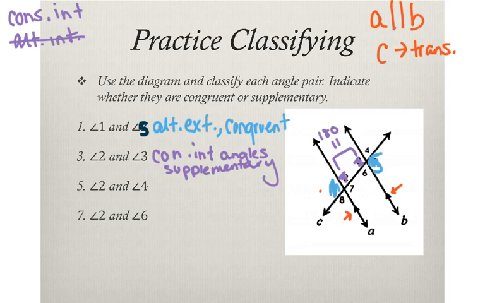Now I have to do angle 2 and angle 4. So this one was angle 2 and then this one's angle 4. So outside or inside? Well, one's inside, one's outside. And then they're in the same position. So that means that they have to be corresponding. And corresponding angles then are congruent to one another.